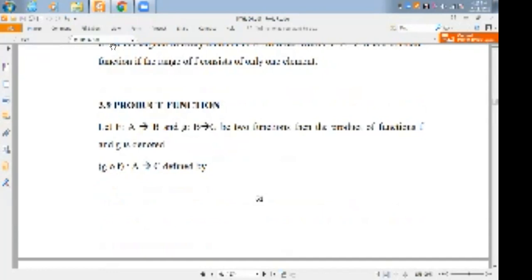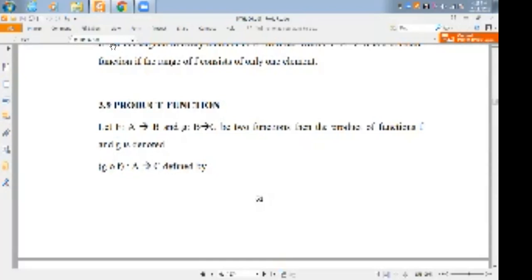In that case, we are talking about two functions. Let F be a map from A to B and G be a function from B to C. The two functions. Then the product of functions F and G is denoted as G of F, A mapped to C. So when you have a function A mapped to B and another function B being mapped to C, that's what we call a product function or product mapping.